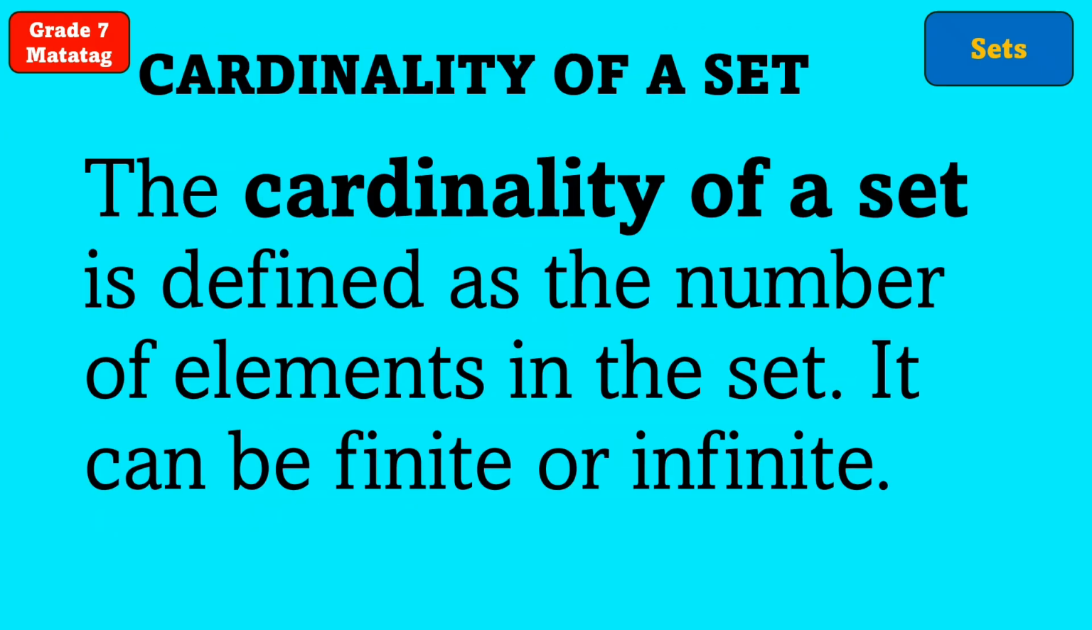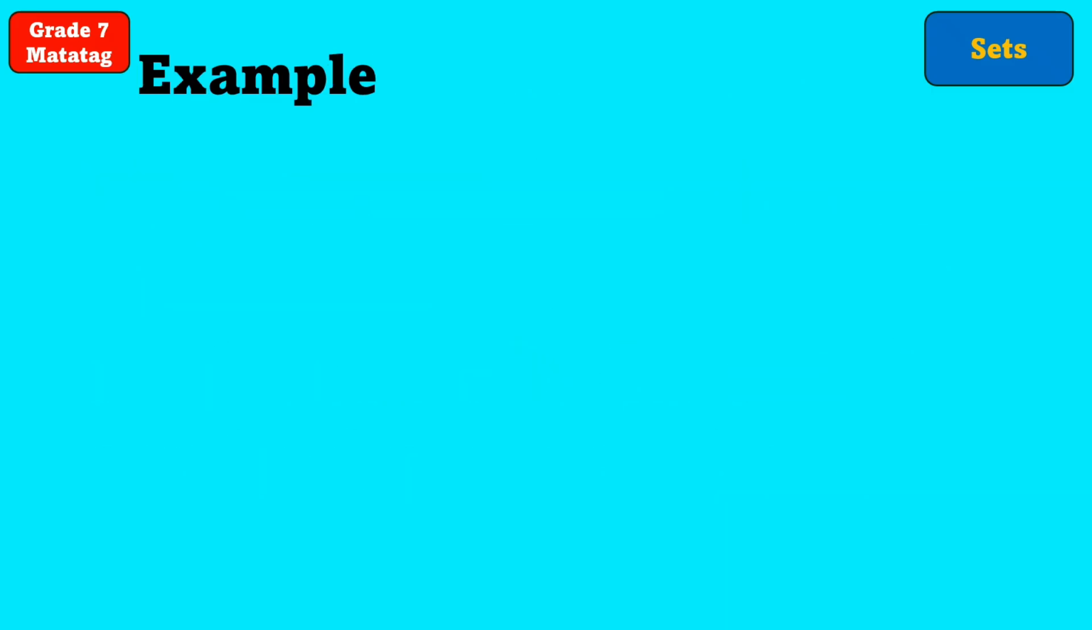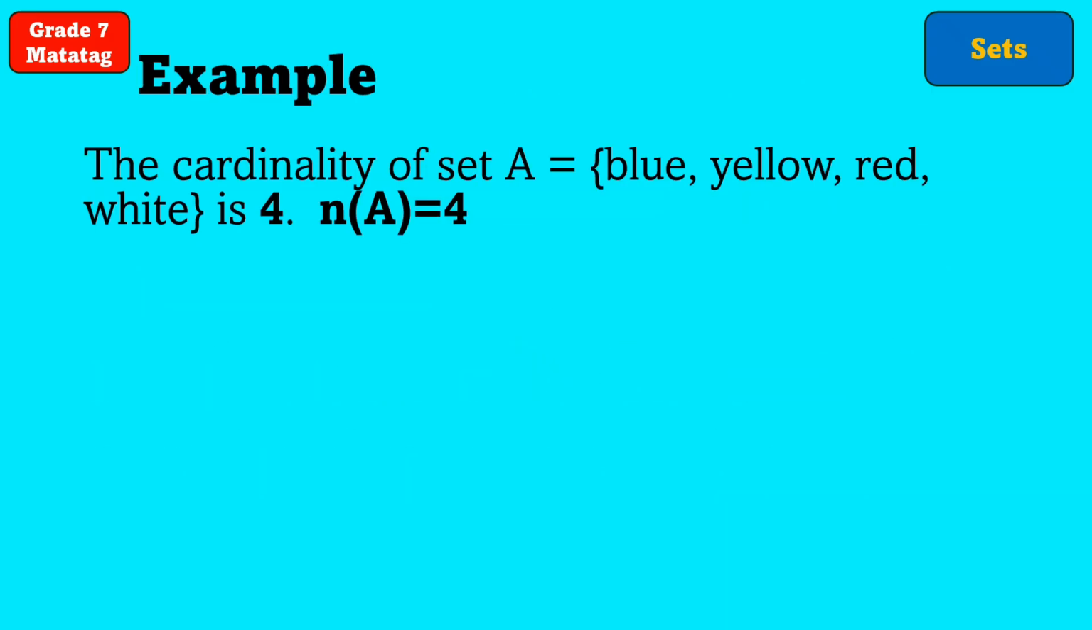Now next we have cardinality of a set. Cardinality of a set means the number of elements in a set. It can be finite or infinite. For example, the cardinality of set A with the elements blue, yellow, red, and white, so the colors in the Philippine flag, is equal to 4. So in symbol, we say n of A is equal to 4. n refers to the number of elements in the set, and in this case, we name the set as capital A.